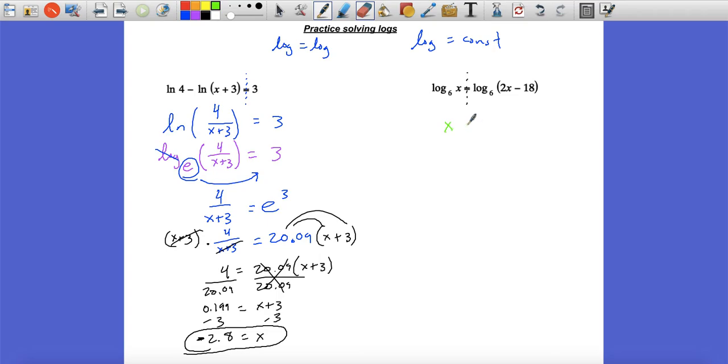So I set the arguments equal to each other. x equals 2x minus 18. Solve for x. So I'm subtracting 2x. I get negative 1x, or negative x equals negative 18. Divide by negative 1, and I get x equals 18. And there we go.